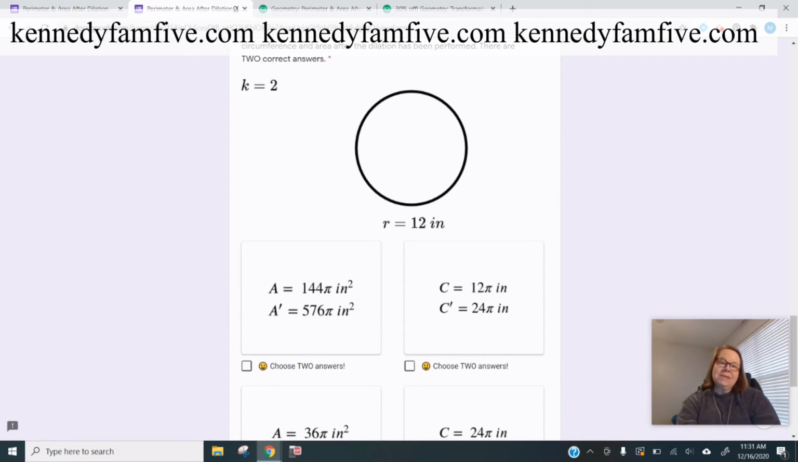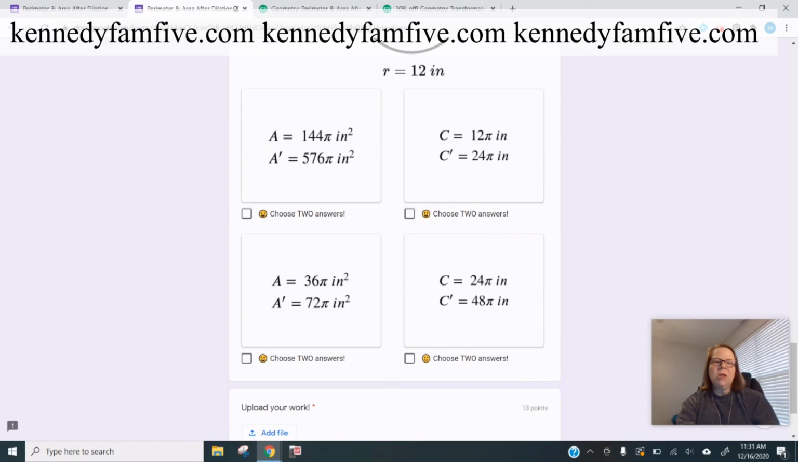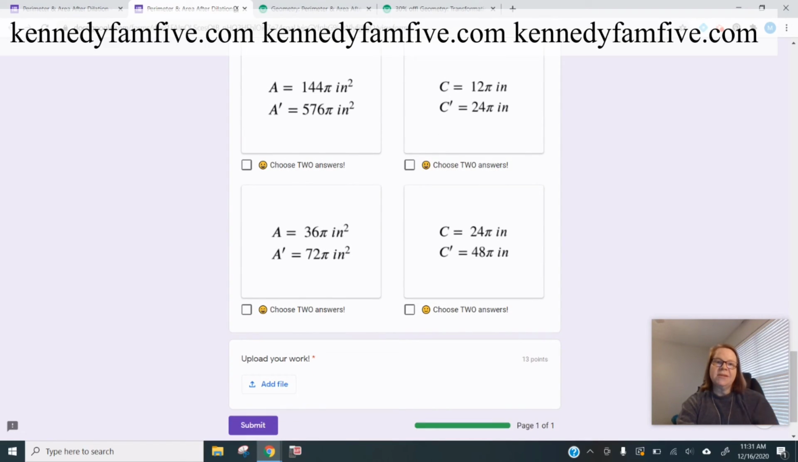And so I think it was helpful because it really stood out in their mind when we went through and actually graphed a circle, pre-image and image, and looked at all the information. And they were like, oh, it worked. And it was just super surprising. And so I just loved that. Anyway, here it is with a circle. Choose 2 answers again, making sure that they see that. And I've got the little upload your work button.